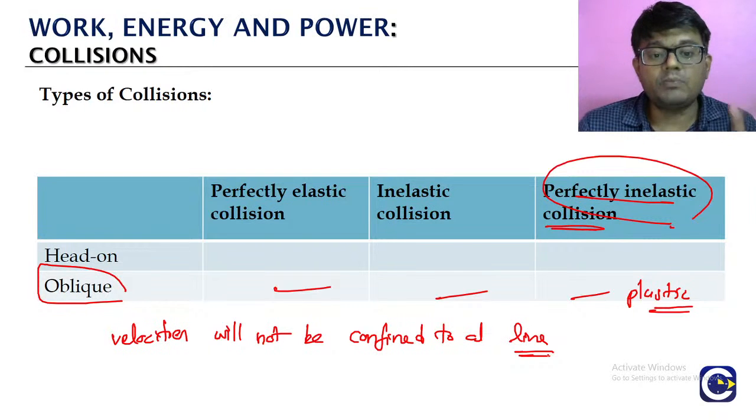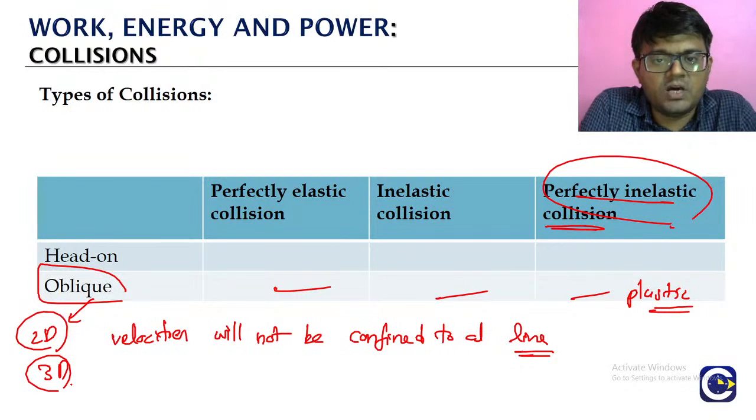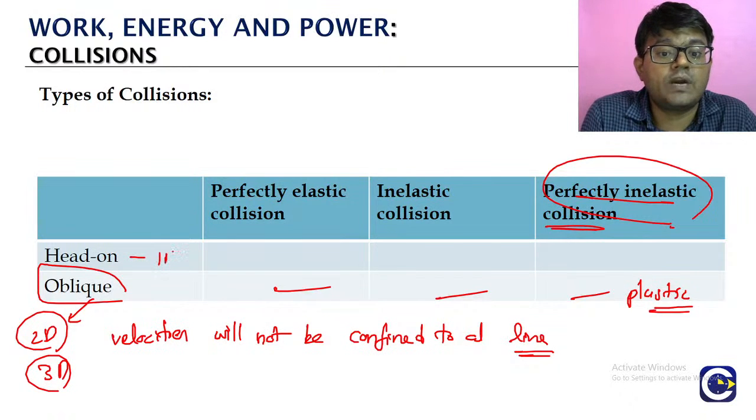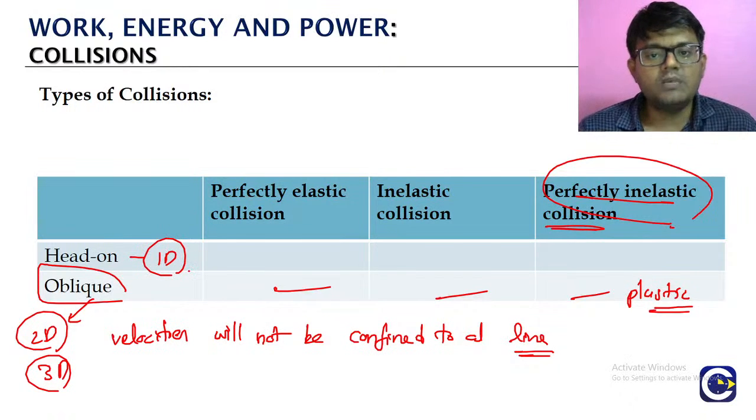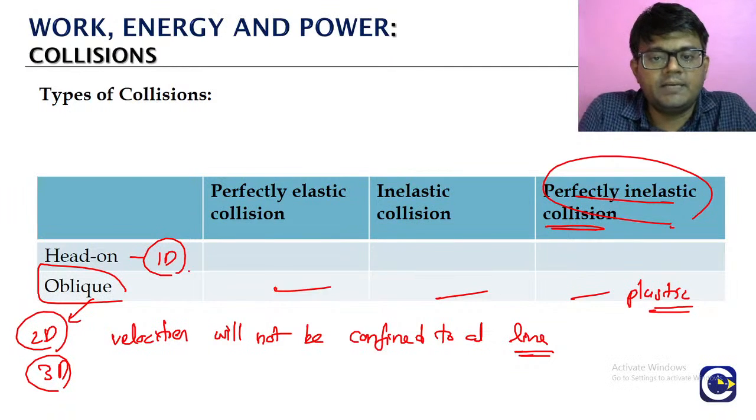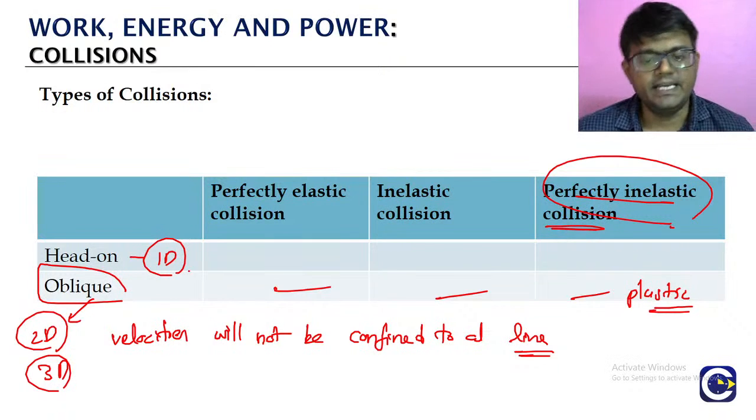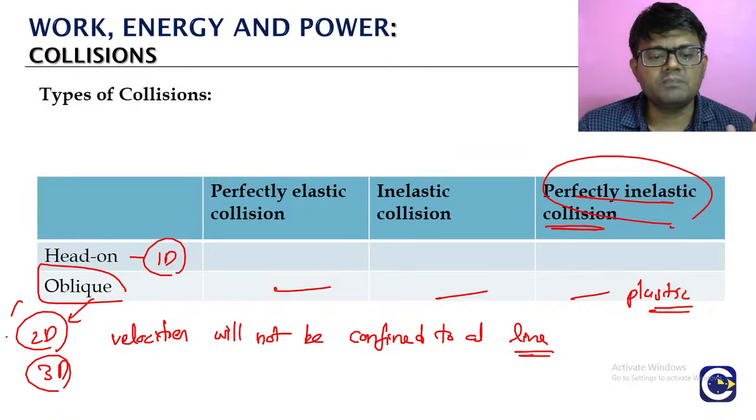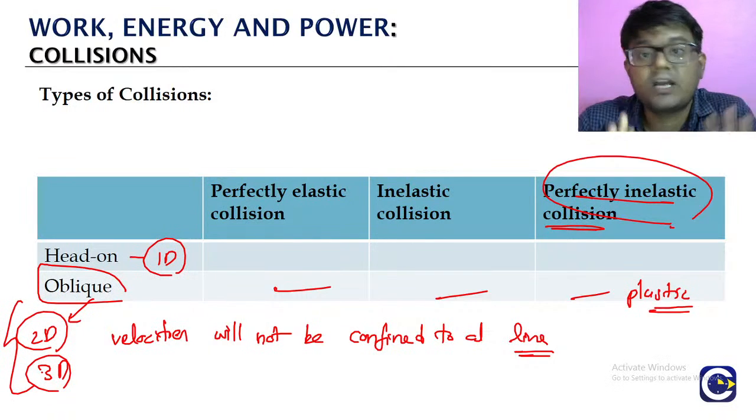Why the word oblique? By the way, oblique collisions can be either 2D or 3D. Head on we call a one dimension collision. Oblique we can say is either a 2D collision, when velocities are all in a plane, or a 3D collision, if they are in a spatial distribution. But calling it 2D or 3D does not have much importance.